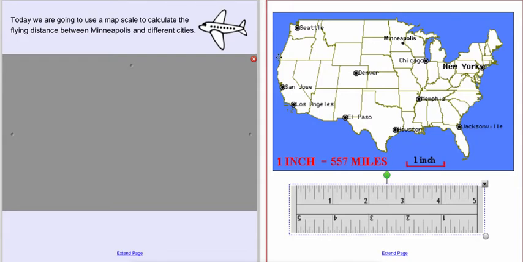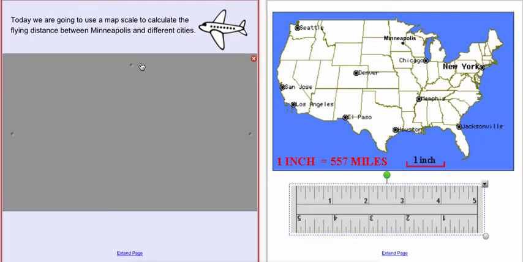In real life, on a piece of paper, we couldn't fit the entire United States. It's impossible. So when people make maps, they scale it down to a size, but they figure out that every inch is equal to so many miles. That's how we can know in real life what a distance actually is. So on my ruler, 1 inch from here to here is going to be 557 miles.